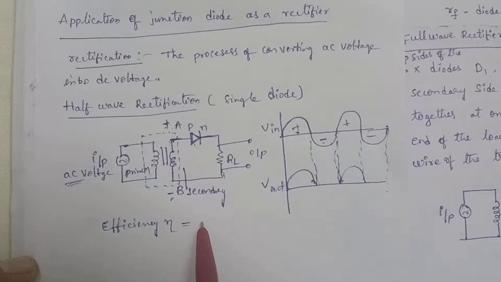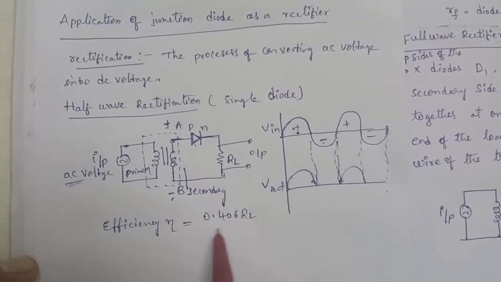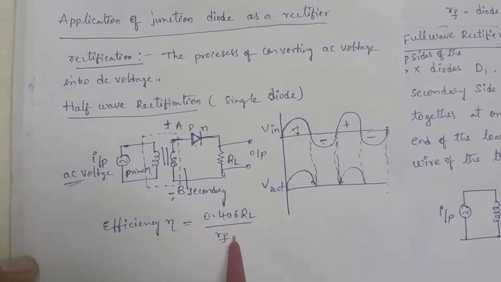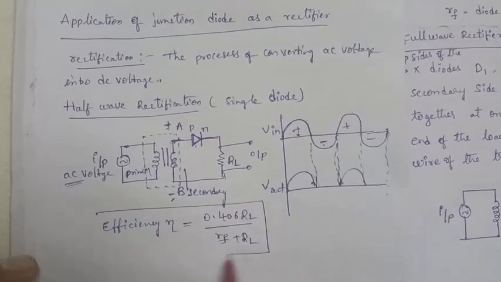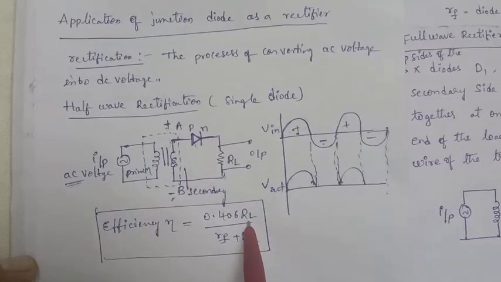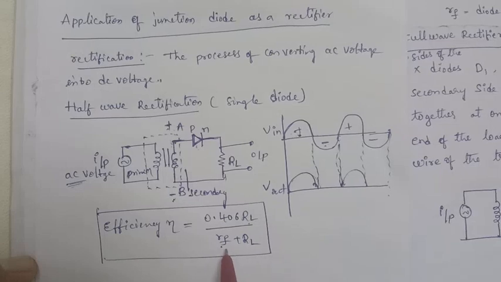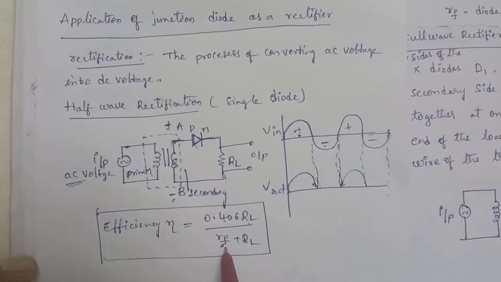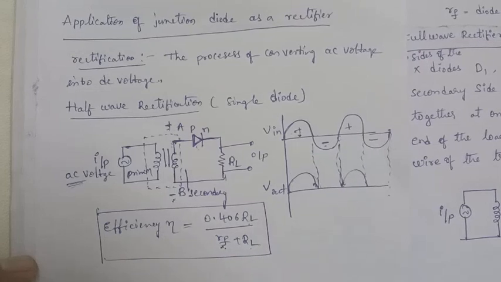The efficiency here, you have to use the formula 0.406 RL upon RF plus RL. So it is useful in problems. Here RL is the load resistance, RF is the diode forward resistance. So if the diode forward resistance and load resistance are given, then what the efficiency will be is asked.